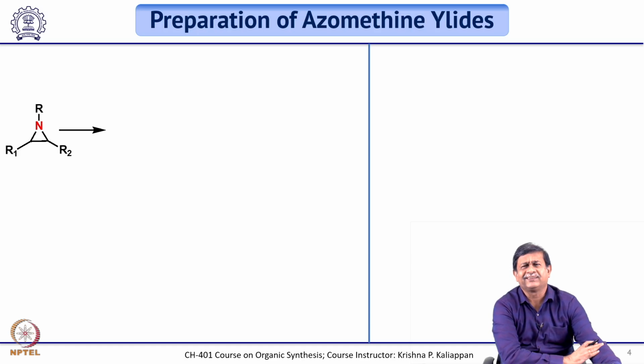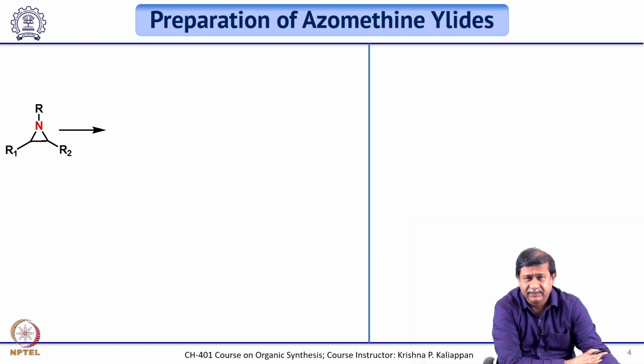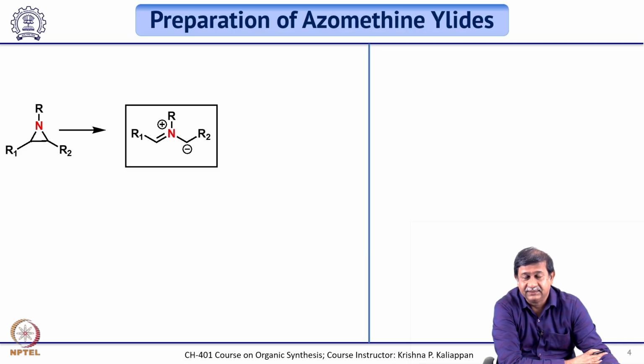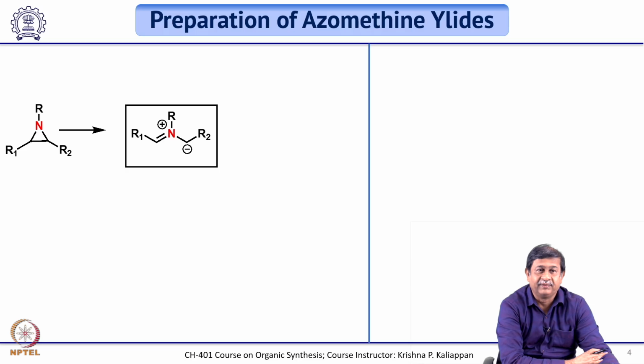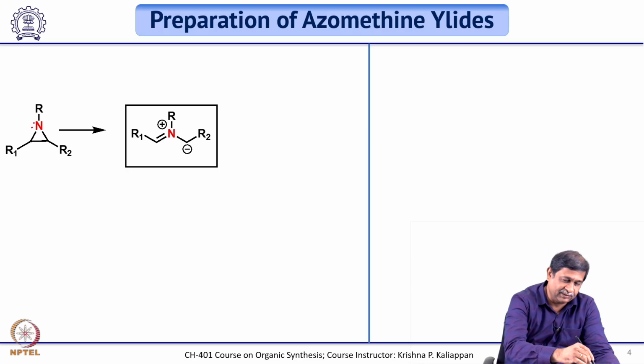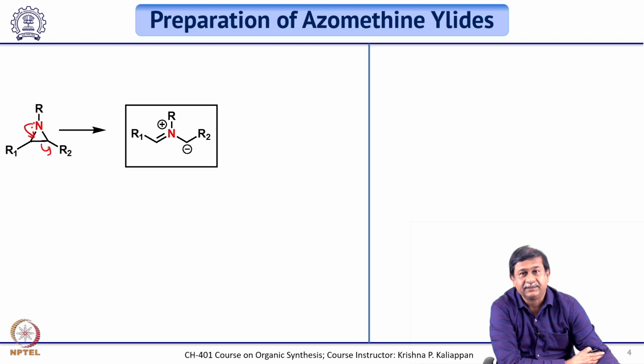So how are these azomethine ylides prepared? For example, if you have an aziridine and if you heat it, it can open in such a way that it can form this ylide. For example, this lone pair can come and open this 3-membered ring to form this azomethine ylide. So this can be achieved by either heating or by shining light. We will come to that a little later.